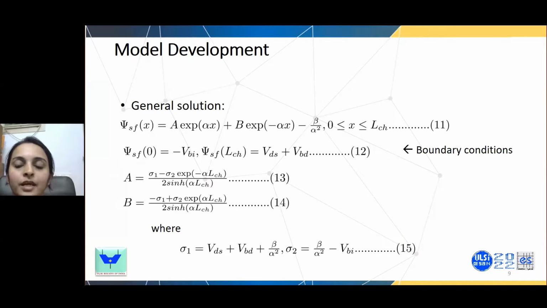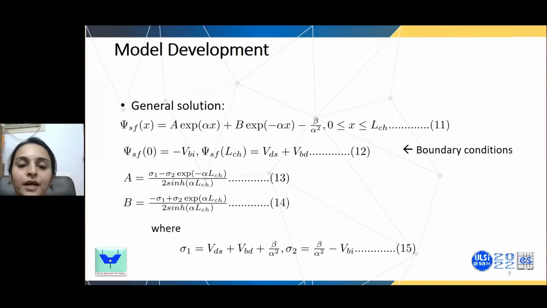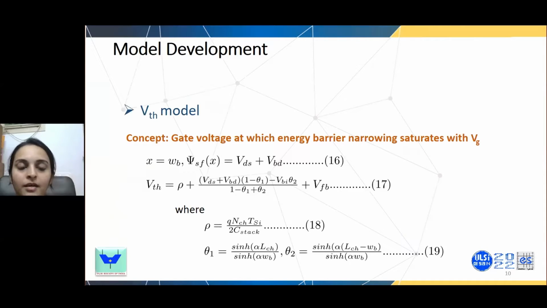The general solution can be written as in equation 11, where A and B values can be obtained by applying suitable boundary conditions, which are given in equation 12. So the values for A and B will be obtained as in 13 and 14. Now if you substitute the values for A and B in equation 11, you'll be getting the surface potential. That is the surface potential model. From that, you can derive the threshold voltage, and this is based on the physics-based definition of threshold voltage in ferroelectric material.